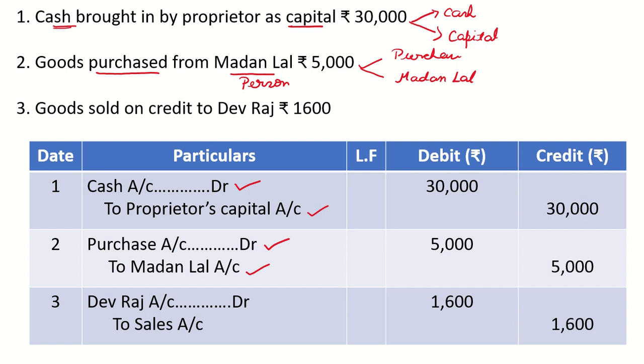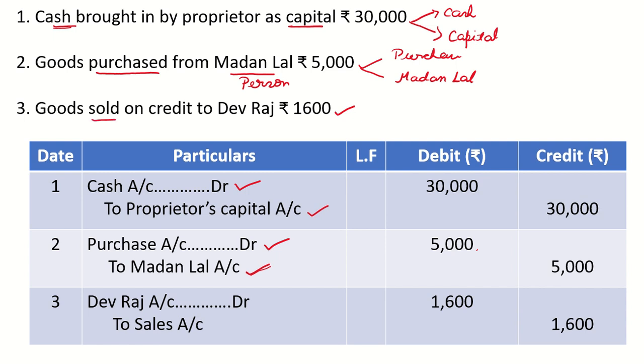That is, now Madan Lal is the giver of the goods because they are purchasing the goods from Madan Lal. So Madan Lal is the giver. So credit is what? Madan Lal. Purchase account debit to Madan Lal rupees 5,000. Okay, so next we'll go to the third entry, that is goods sold on credit to Devraj.